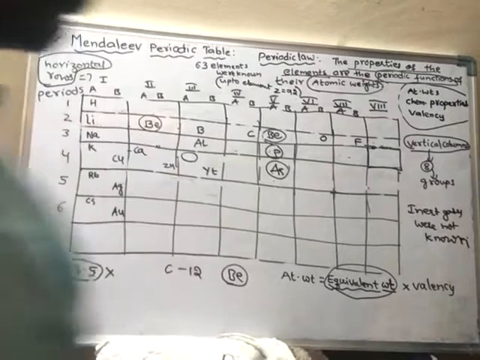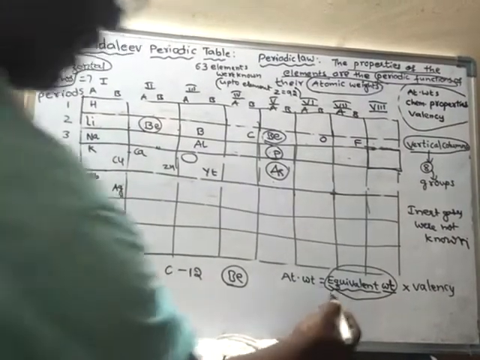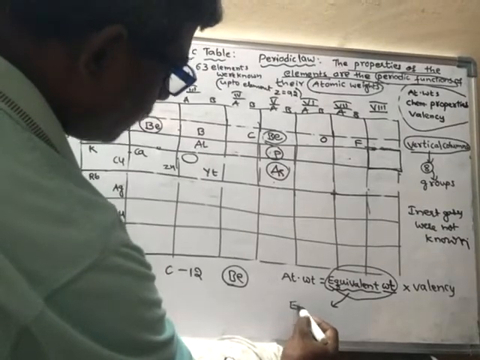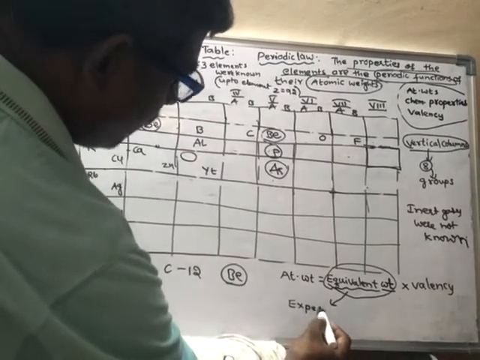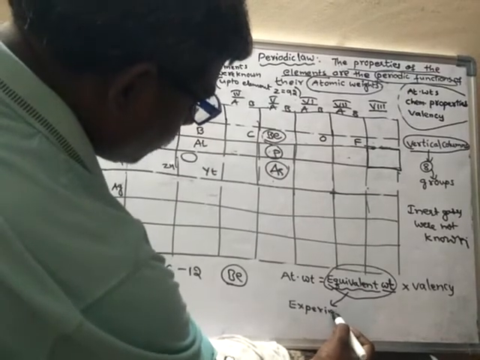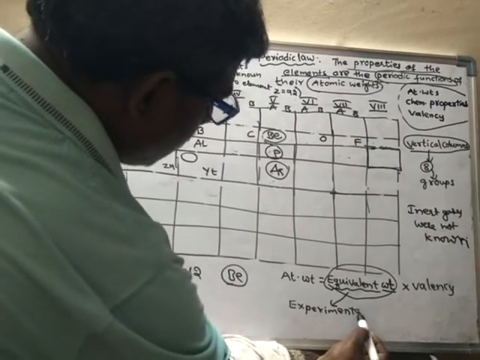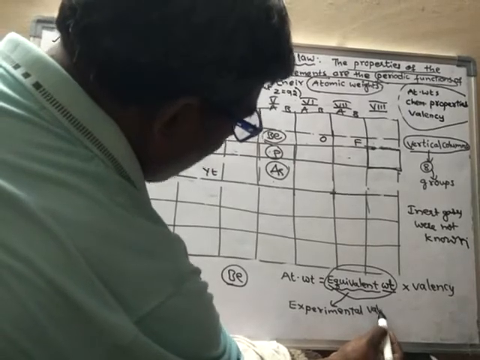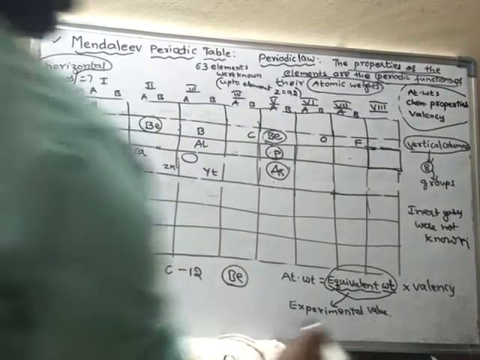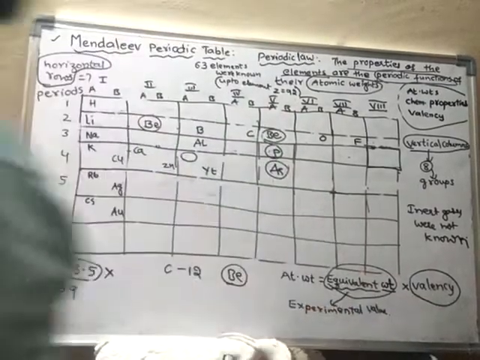Every element has its own equivalent weight, and this equivalent weight is obtained experimentally. It is an experimental value. So as it is an experimental value, it should be a correct value. Then where should the mistake be? Then the mistake should be at the valency.